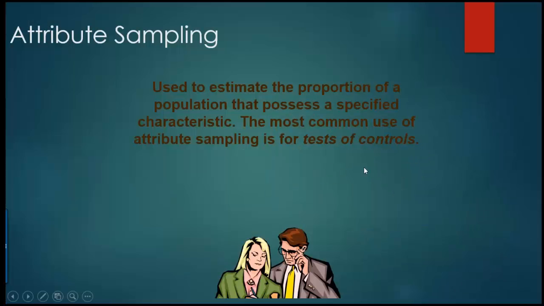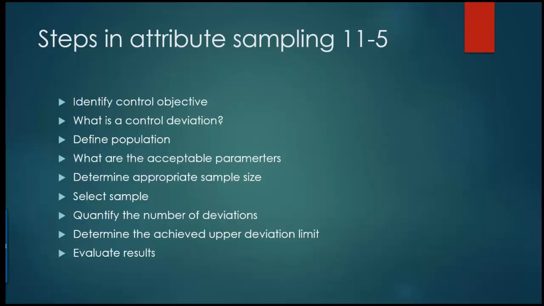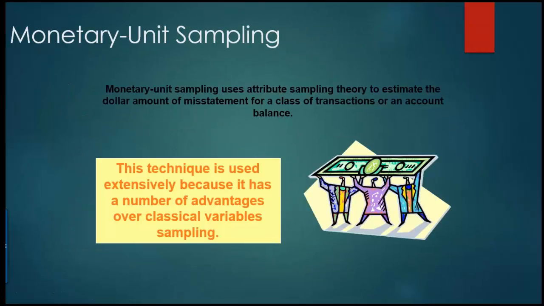Okay, so we talked about attribute sampling. We've done this slide. Let's talk about monetary unit sampling. Monetary unit sampling can be used for substantive testing, where we are measuring monetary misstatement, not so much done in internal auditing, but it's also part of what we might do as attribute sampling. So essentially we're looking at our population, and we're considering the population in terms of the actual dollar value of the items.